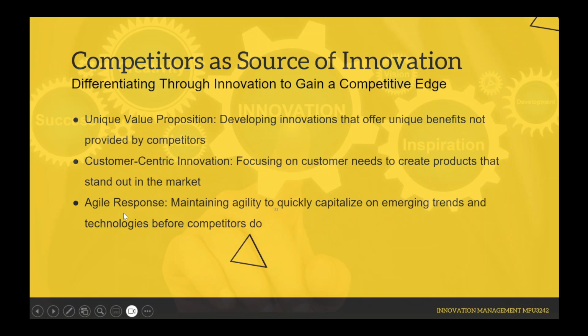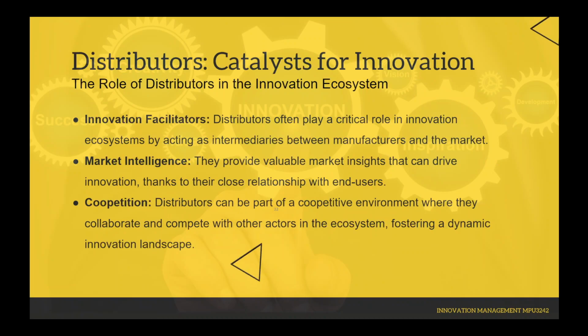And then agile response, actually, by maintaining agility to quickly capitalize on an emerging trend. Because you are agile, you are working towards agile innovation. So it feels like your company is always in the technology advance, because you are following the emerging trend. Okay, so this is agile, where we always focus on the sustainability of the business.